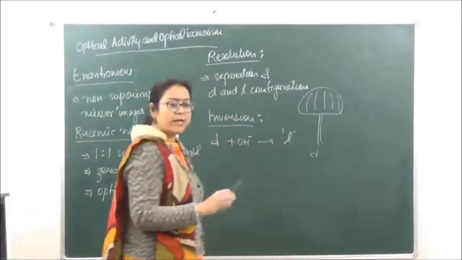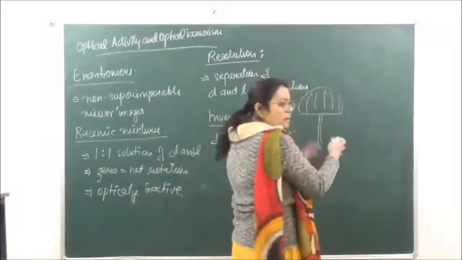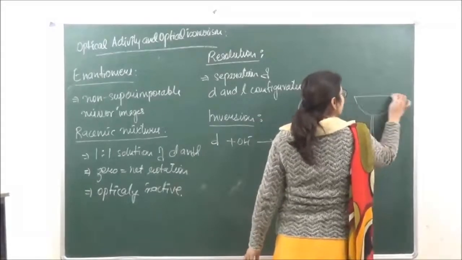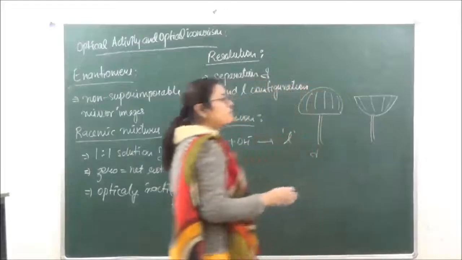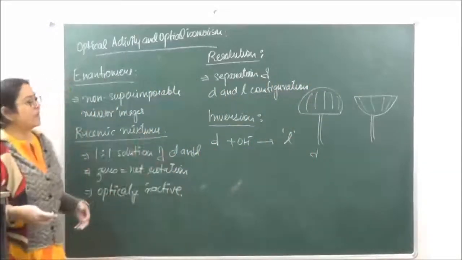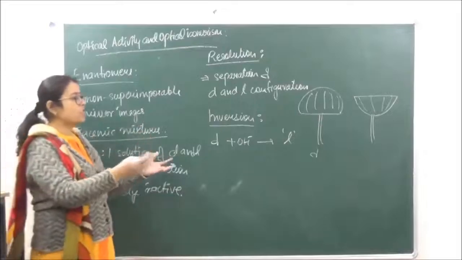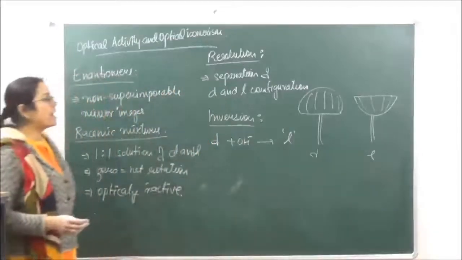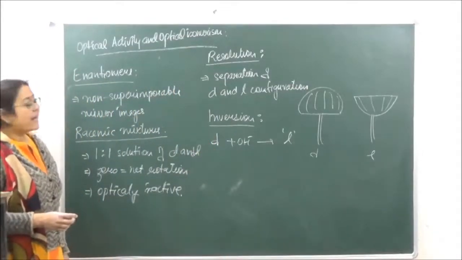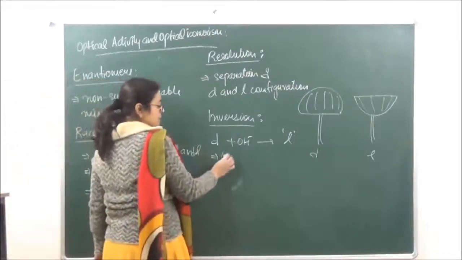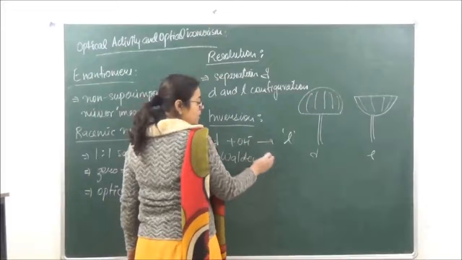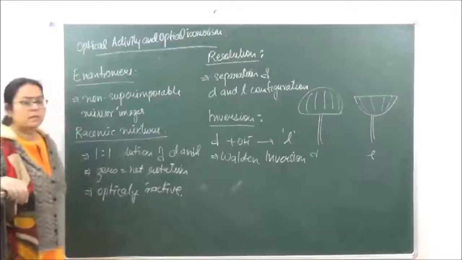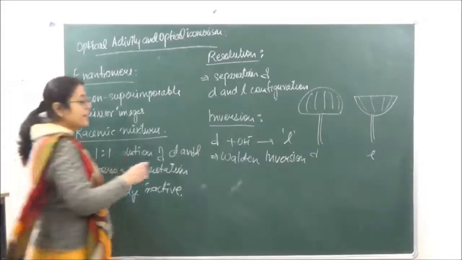Once the reaction takes place, it is going to get inverted with the help of, say, wind. So this inversion of configuration: we started from D, and after the reaction we are getting L. This is known as inversion of configuration. And after the name of the scientist, it is more commonly known as Walden inversion.